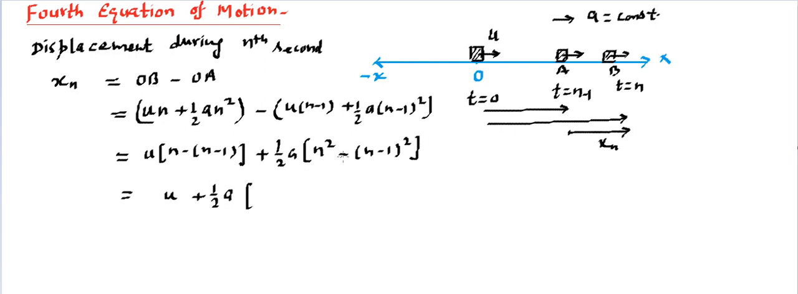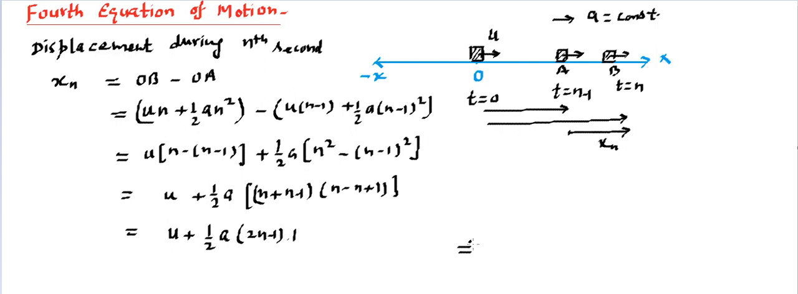In this you can apply the formula of a square minus b square. When we add them up, it's going to be n plus n minus 1. And when we subtract them, this is going to be n minus n plus 1. So that minus sign will be changing the sign. You can check the calculations. So it's going to be u plus half a, this is going to be 2n minus 1, and this is going to be simply 1.